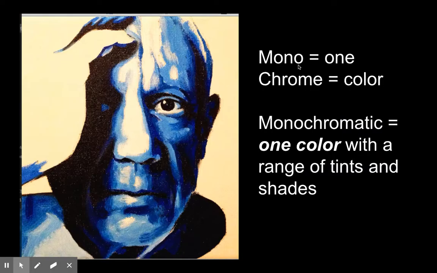And mono, the root word mono means one. The root word chrome means color. So when you put them together to form the word monochromatic, what that means is one color with a range of tints and shades, meaning one color with really, really light versions like light blue, ranging all the way to really, really dark versions like dark blue.